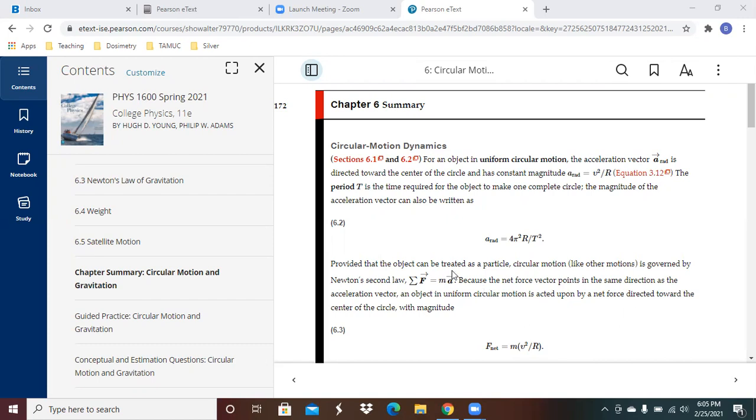So, provided that an object can be treated as a particle, circular motion is governed by Newton's second law. Because the net force vector points in the same direction as the acceleration vector, an object in uniform circular motion is acted upon by a net force that directs it towards the center of the circle with this magnitude. That probably does not come as much of a surprise.